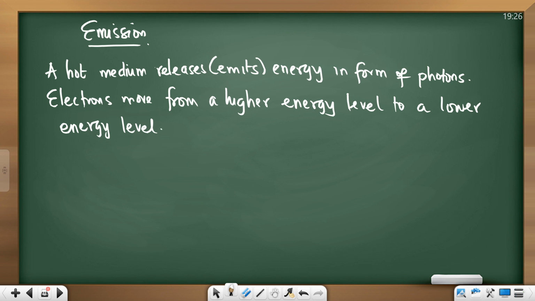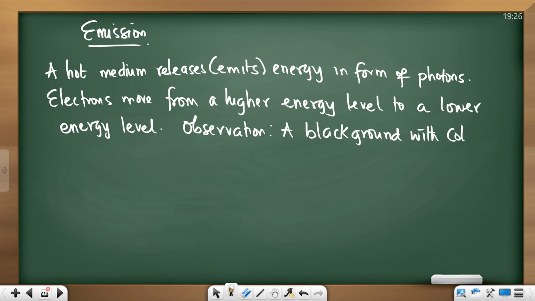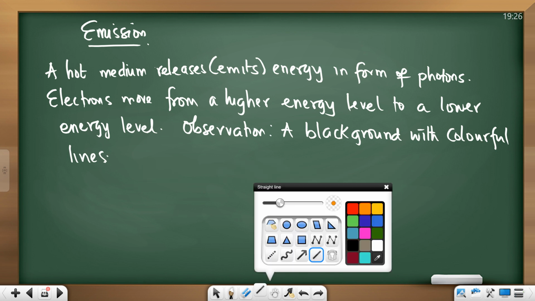All right, so energy is lost in the form of what? Photons. What do we see? We see, in observation, a black background with colorful lines. So it is the opposite. And this is what we have. Okay, that looks blackish.